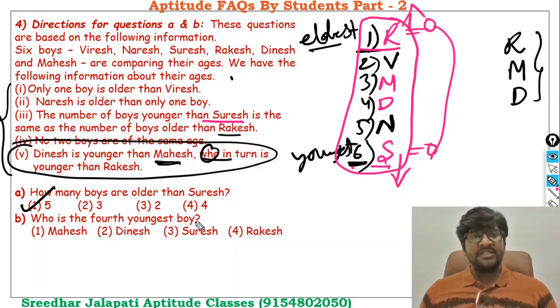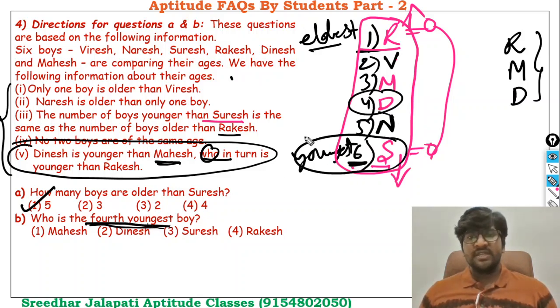Who is the 4th youngest boy? Now, understand the question carefully. You are asked to find the 4th youngest boy. If you are asked to find the 4th youngest boy, the answer cannot be 4 in your arrangement. Youngest in the sense I have to count from the bottom. So he is first youngest, second youngest, third youngest, 4th youngest is Mahesh.